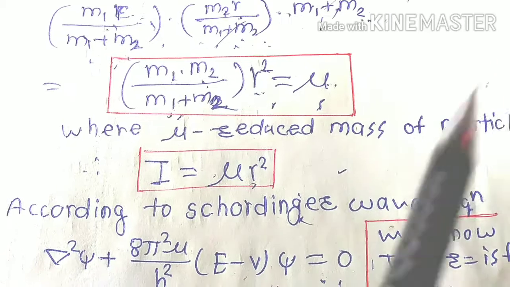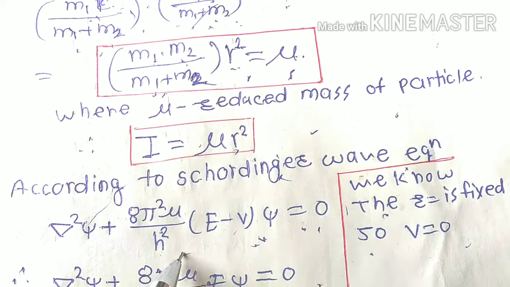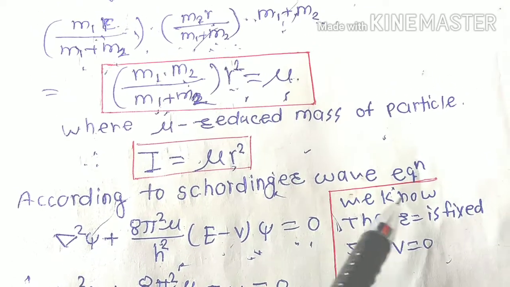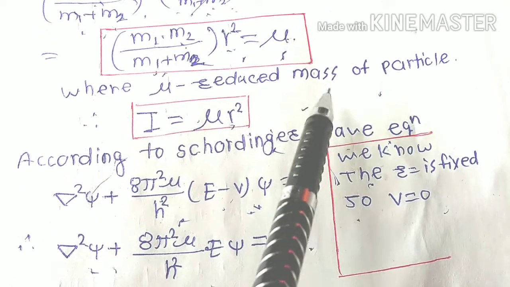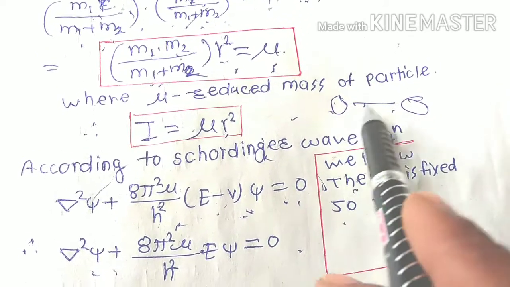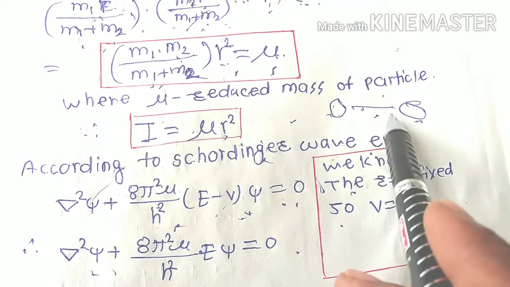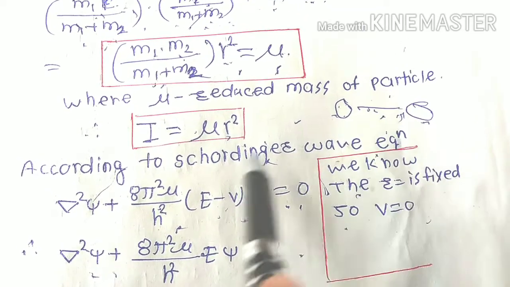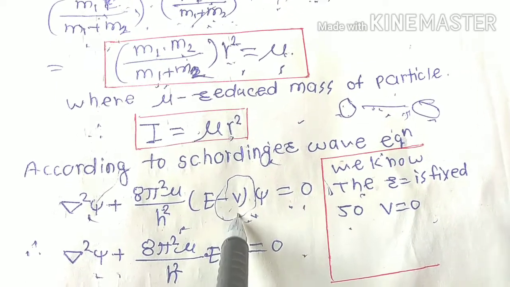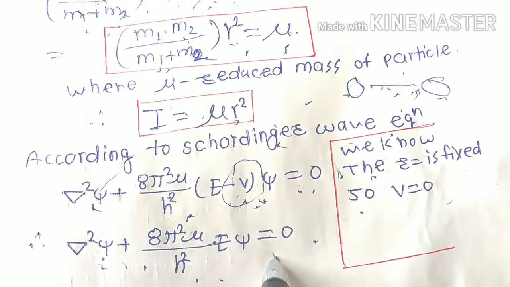According to the Schrödinger equation, we have ∇²ψ + (8π²μ/h²)(E − V)ψ = 0. Since the distance between the two particles is fixed, the potential energy of the particle is 0. So we get another equation, where V is eliminated: ∇²ψ + (8π²μ/h²)Eψ = 0.